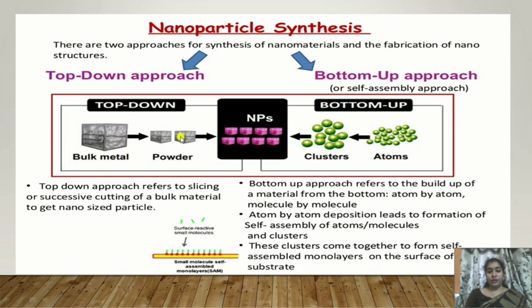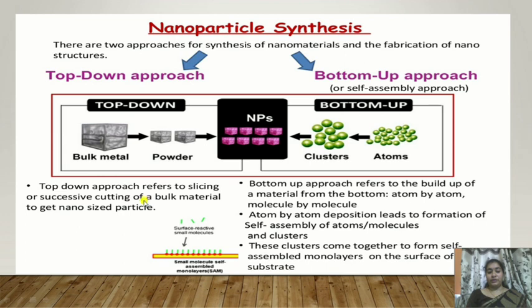The diagram shows the top-down approach. In top-down, we have taken a bulk material, we cut it or we slice it or we etch it into a powder form or into small parts, and then those small parts are again cut down and we make powder form nanoparticles. In the bottom-up approach, we consider the atoms, those atoms form the molecules, and those molecules form the clusters, and these clusters form the nanoparticles.